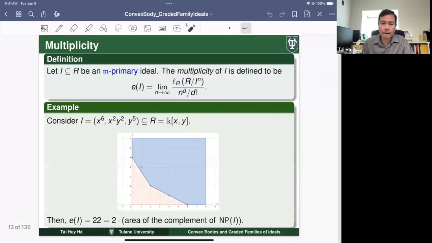If you look at our example again, the multiplicity of this ideal is computed to be 22, and the observation is that this 22 is nothing but 2 times the area of this orange shaded area, which is the complement of the Newton polyhedron inside the first quadrant.